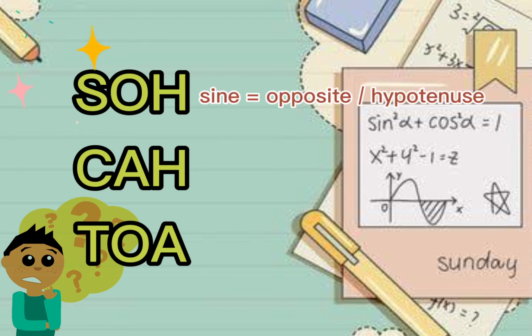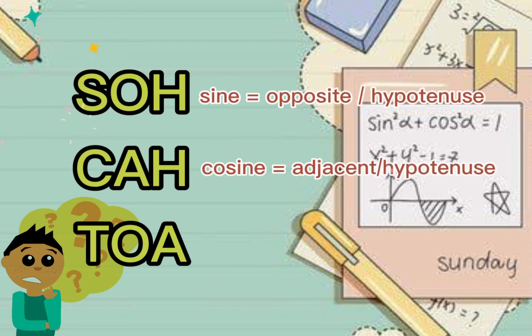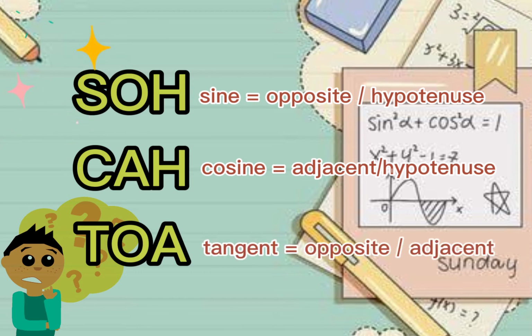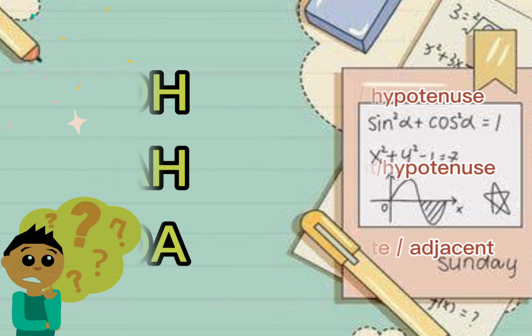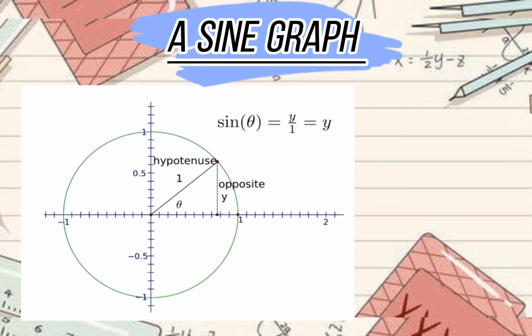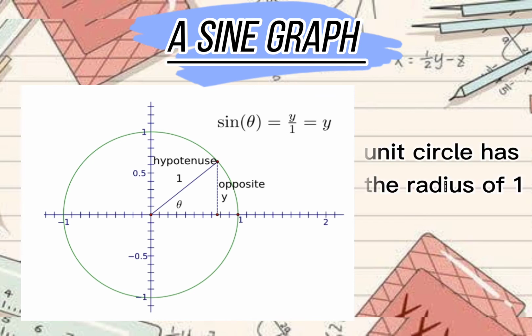So SOH means sine is equal to opposite over hypotenuse. CAH means cosine is equal to adjacent over hypotenuse. Then TOA means tangent is equal to opposite over adjacent. A sine graph. Our hypotenuse is 1 because this is the unit circle, and we know that the unit circle has a radius of 1. So we obtain sine theta is equal to y over 1.